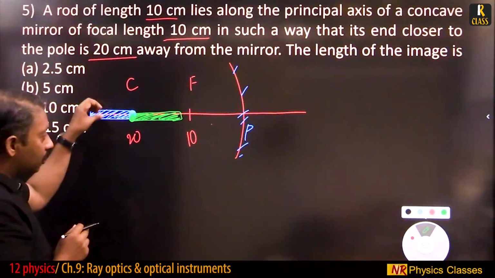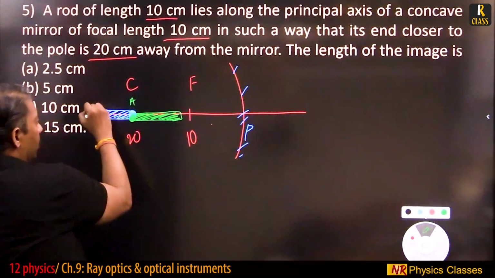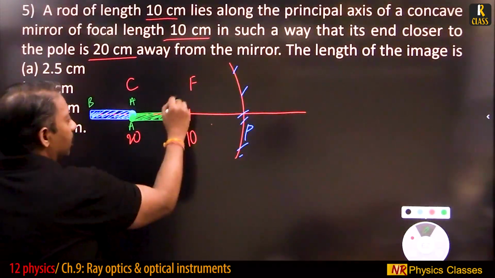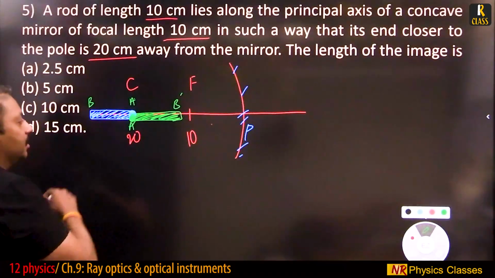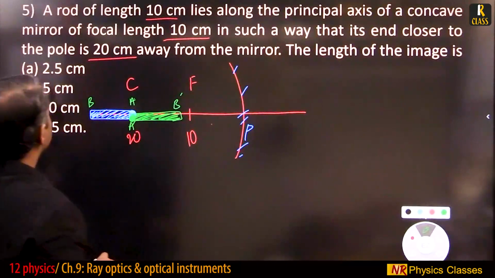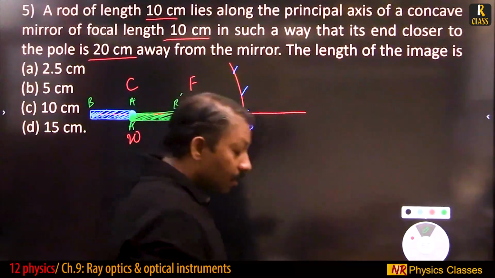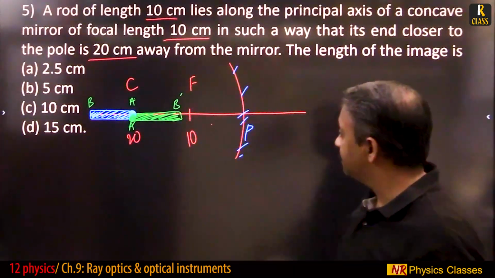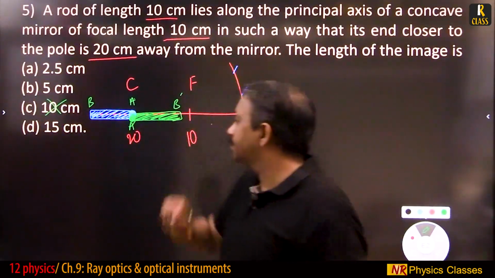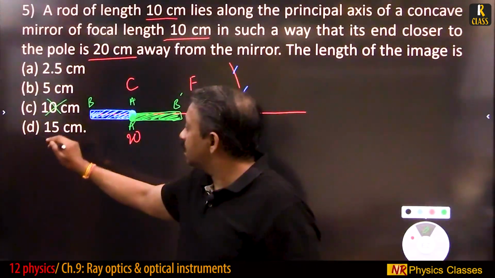Of course, we are not worried about the thickness of the rod. This is one end of the rod, A, B. A will be there only, but B appears to be here. A is A dash, B is B dash. Okay. The length of the image. Fine. Observe the options. If this is 10 centimeter, this cannot be 10 centimeter. 2.5 centimeter, 5 centimeter, 15 centimeter.